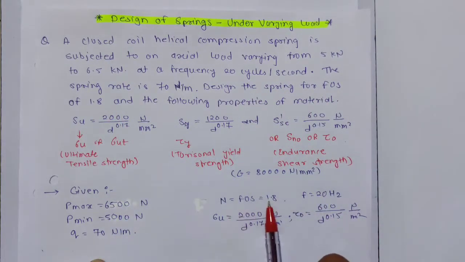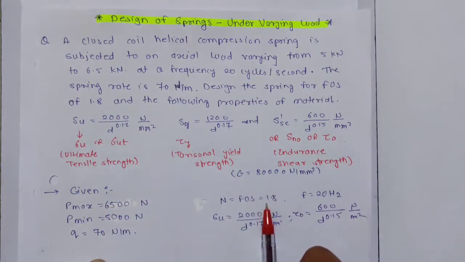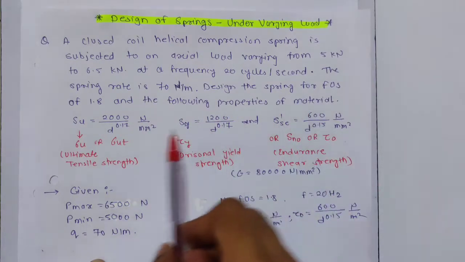Design a spring for a factor of safety of 1.8. So the factor of safety is already given. Last time we assumed it as 1.5. And the following properties of material.